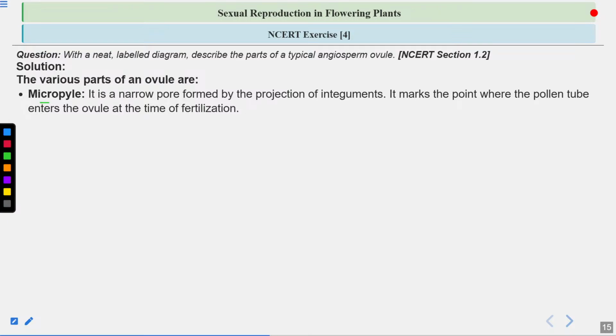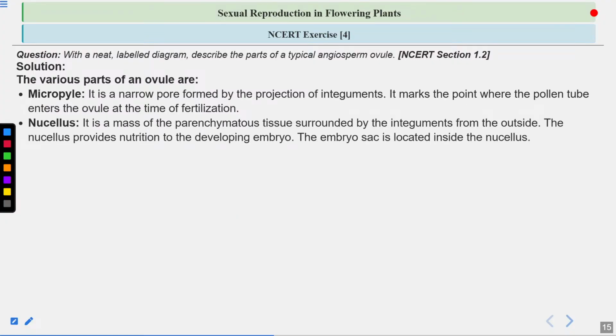But this pore is very, very important, because through this pore only, the pollen tube which emerges from the pollen grain enters inside the ovule. And because of this, the fertilization process occurs, right? So this is very important.